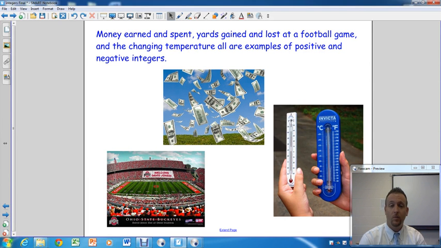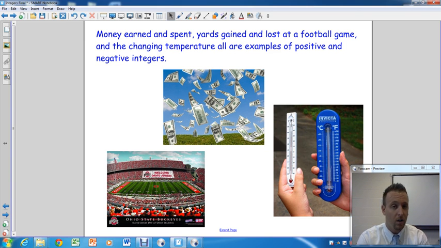One example would be when we spend or we earn money. If we earn money, that would be considered a positive number or a positive integer. If I earned $20 today, I would have a positive 20. If I spent $20, that would be negative 20. Also, a thermometer. A thermometer has positive and negative numbers. Right now, it's probably about 60 degrees outside. But it's a positive 60 degrees.